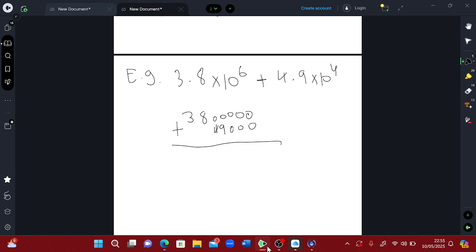If they ask you to add or subtract the numbers in non-calculator, don't be freaked out, convert it into a whole number like this, and then do your usual addition. Obviously, there's going to be a lot more digits, but it's exactly the same process as normal addition. And that's your result, right?